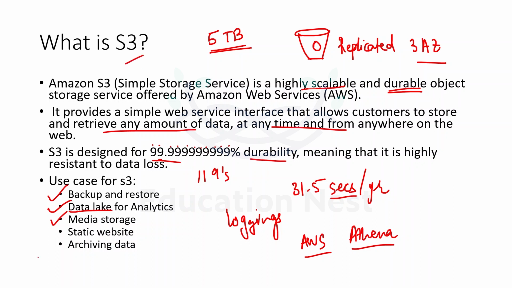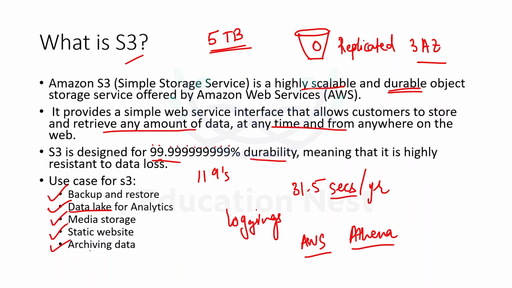If you want to use S3 for creating a static website, then also you can do it. This can be done within a few clicks, right? In S3, you just have to enable static website hosting and give your index.html page and error.html page over there. And you can just use the S3 bucket as your static website as well.